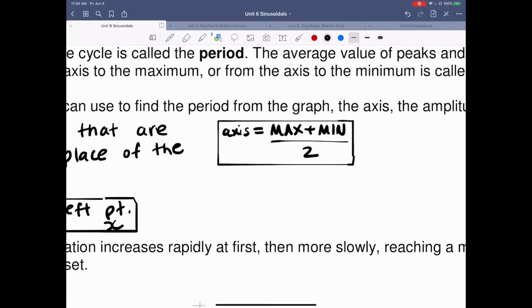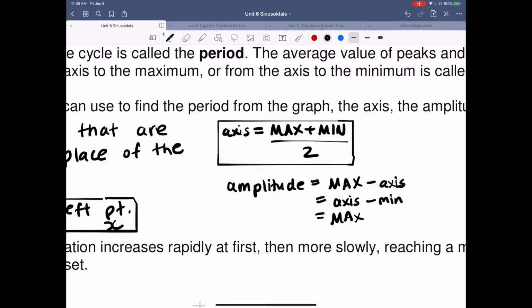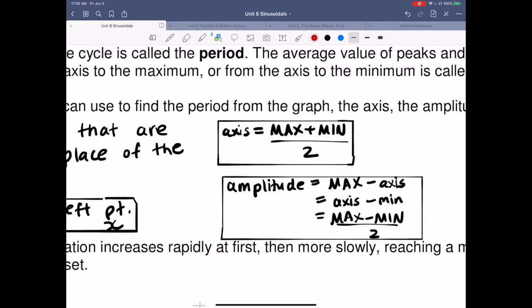Next, we have the amplitude. So the amplitude was when you look at your axis and then you make your way up to your max. And so calculation-wise, what you're doing is max minus axis. Another way you can think of it is axis minus min. And another way to think about it is max minus min divided by 2. So there are 3 versions of how you can calculate the amplitude. And depending on the information given, it's going to determine which of the 3 you're going to use.